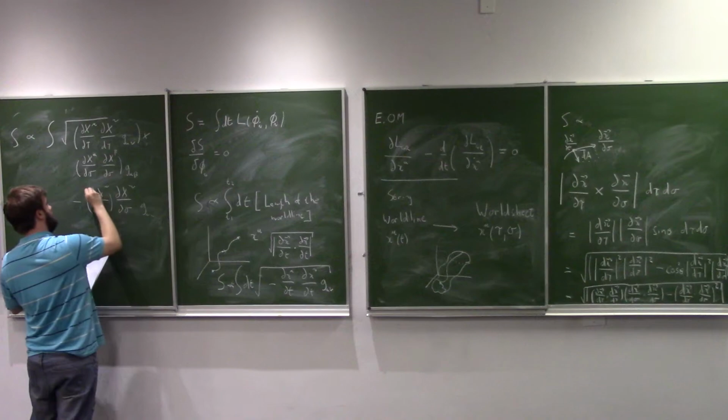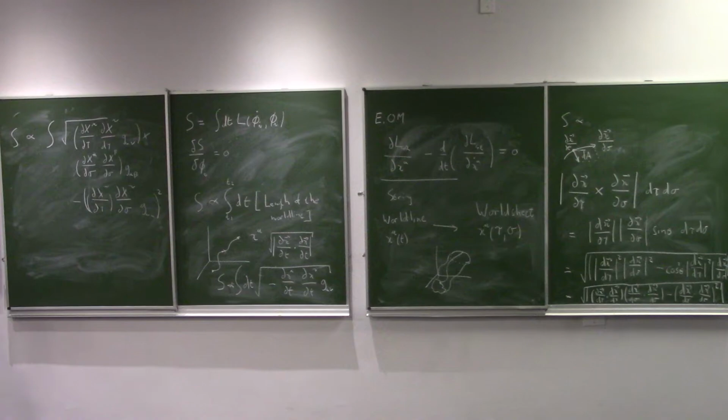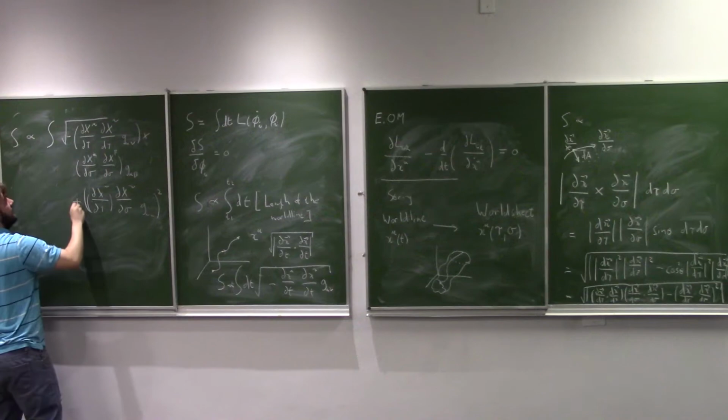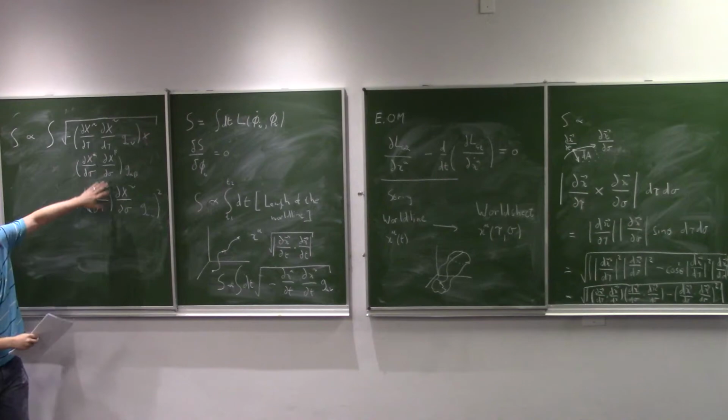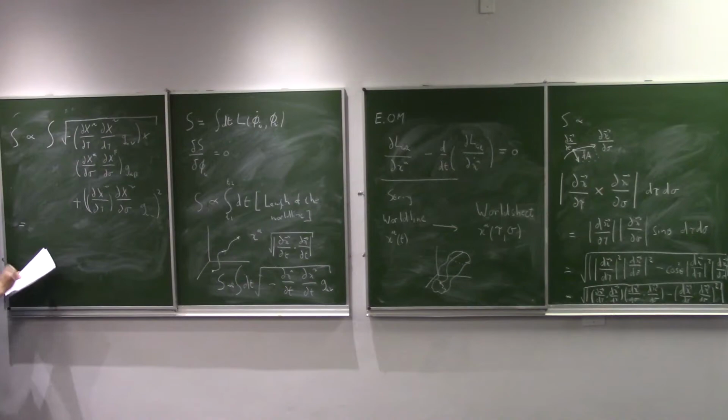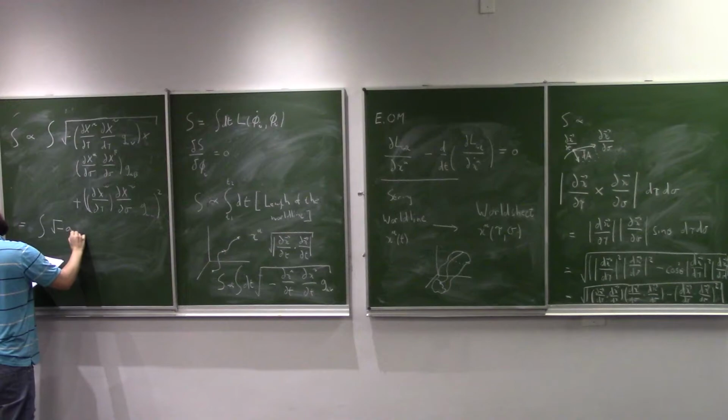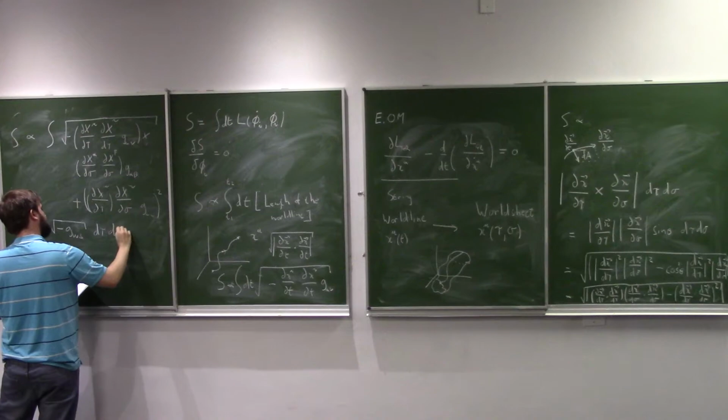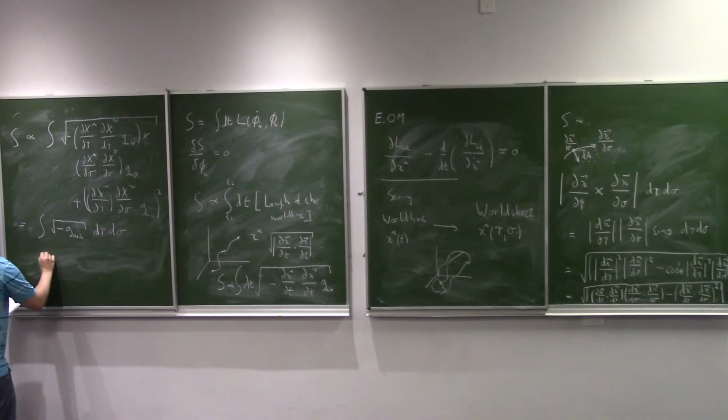I need to take the absolute value of this, and it turns out that for, again, a negative signature metric, I need to multiply this with an overall minus sign. Right. Now, this is a bit messy, but everything in here is under a square root. I can write a bit of a shorthand for this because these expressions get a bit messy. The square root of minus g world sheet d tau d sigma, where this is called the induced world sheet metric, and this is given by g world sheet.